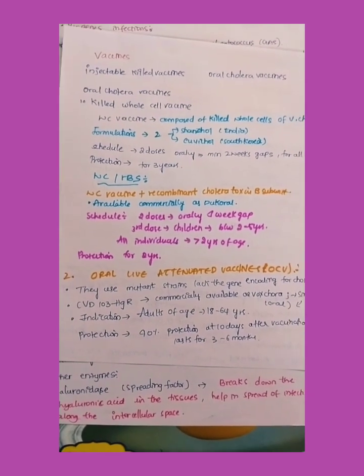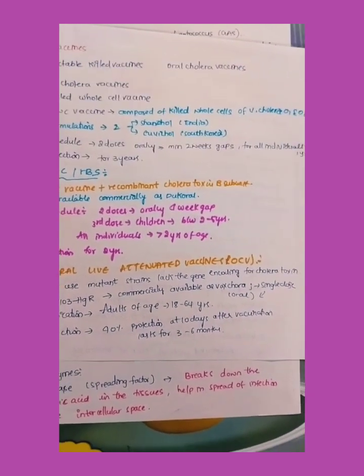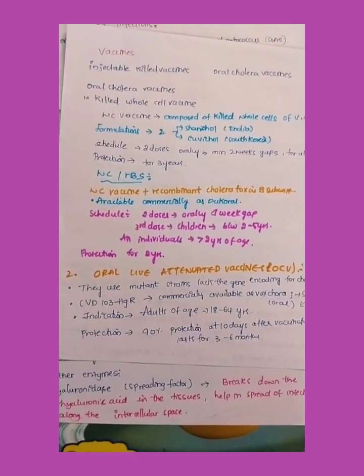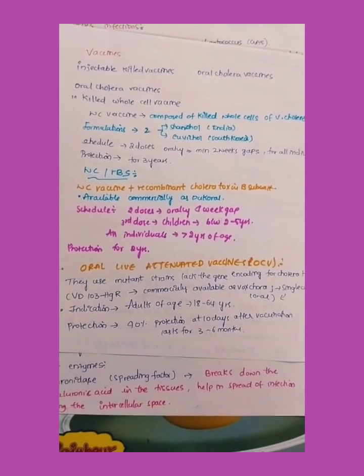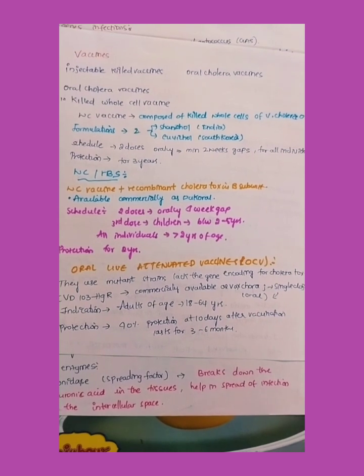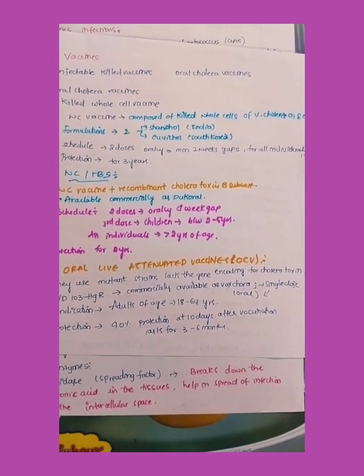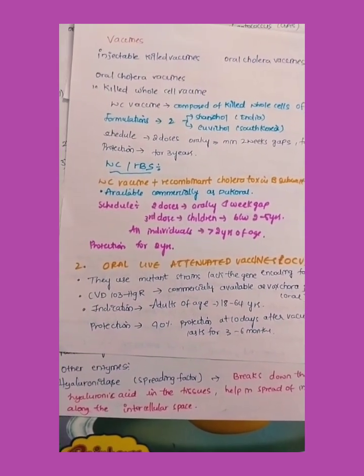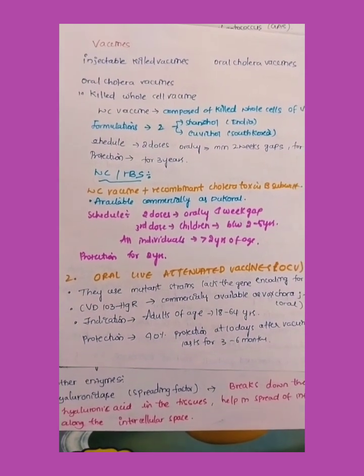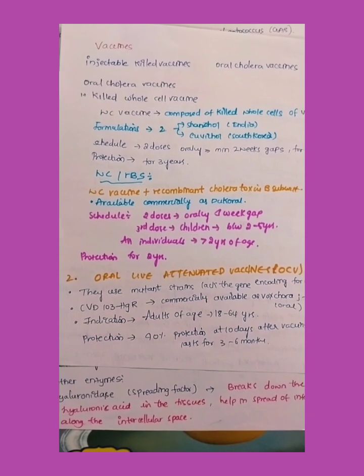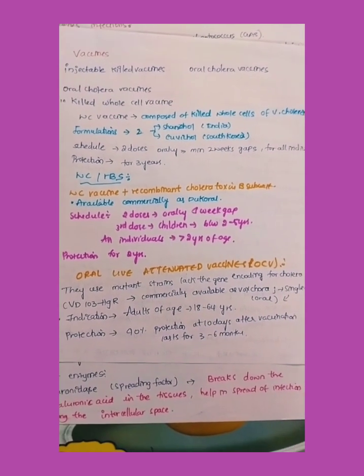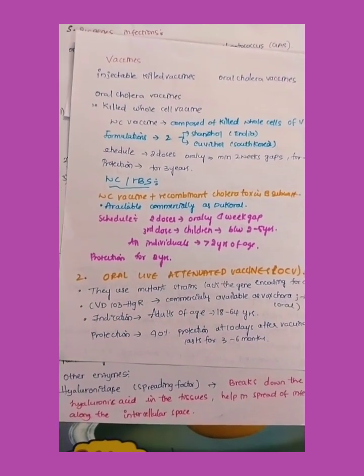And oral live attenuated vaccines use mutant strains which lack the gene encoding for the cholera toxin. CVD 103-HgR is commercially available as Vaxchora, as a single dose given orally. The indication is adults between 18 to 64 years of age. There is 90% protection at 10 days after vaccination, which lasts for 3 to 6 months.